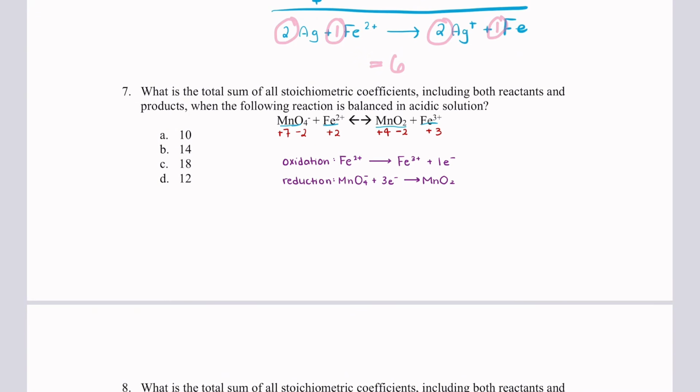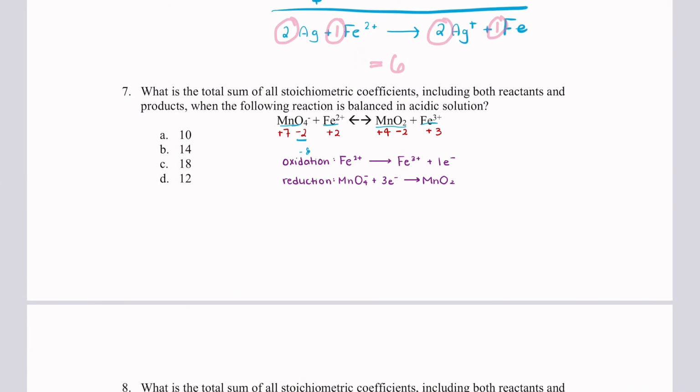In the permanganate ion, manganese is bonded to 4 oxygens. Oxygen here has an oxidation number of -2. So the 4 oxygens contribute a total of -8. Because the overall charge of permanganate is -1, manganese must be +7 so that the sum of oxidation numbers equals the charge -1.